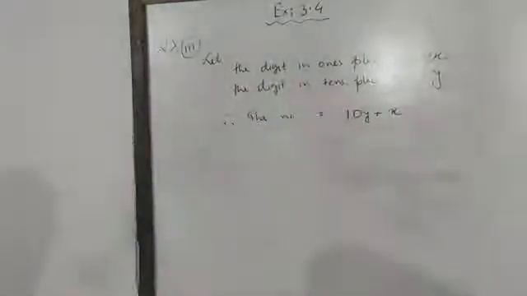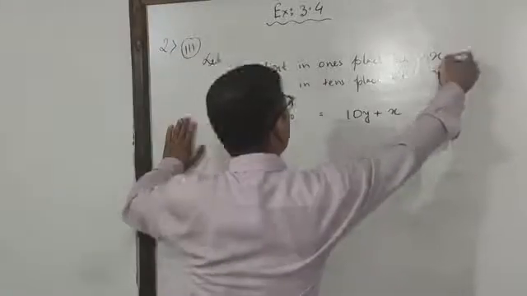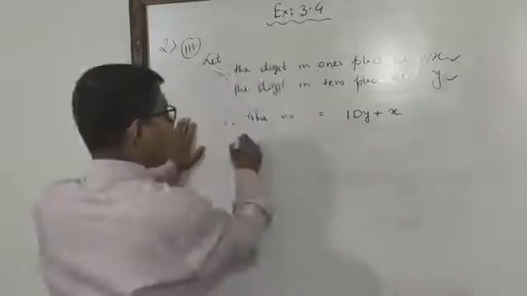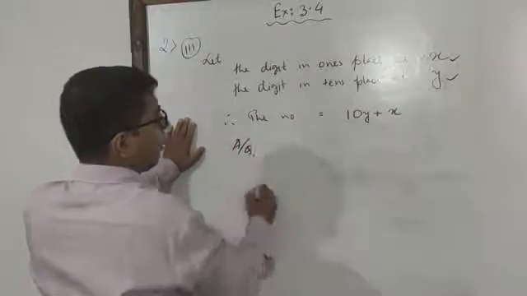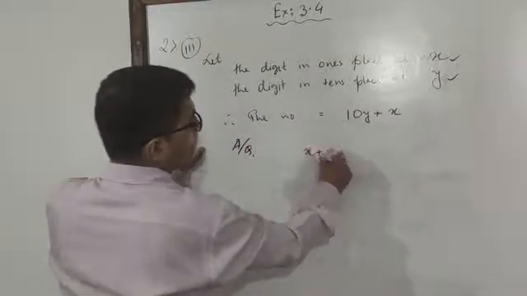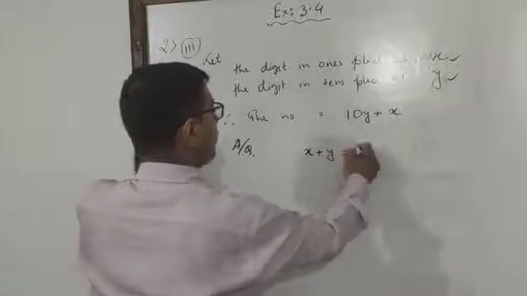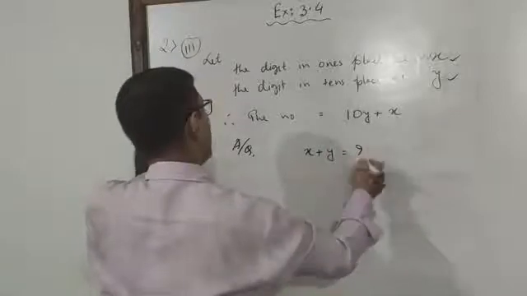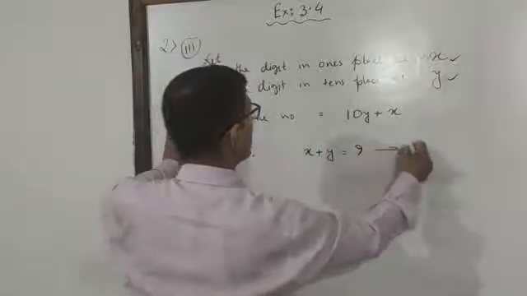Now the conditions. Let us apply the conditions. What are the conditions? If you add the digits, that means if you add x and y, you will get 9. According to the question, when you add x and y, it will give you what? Yes, it will give you 9. This is the first condition, okay?